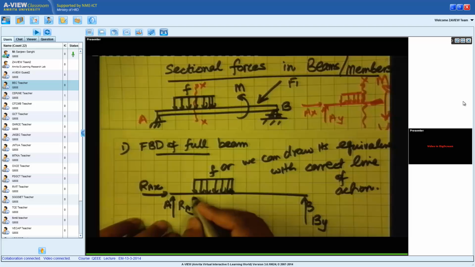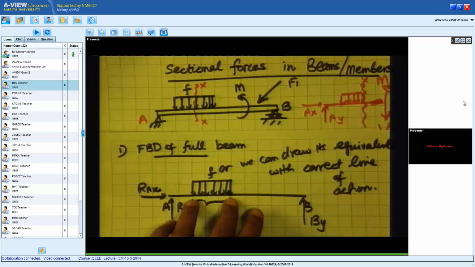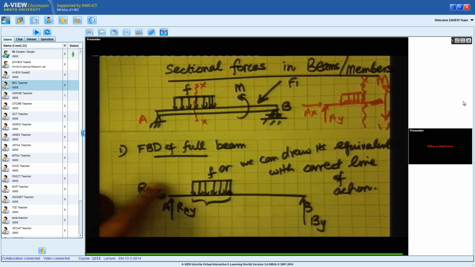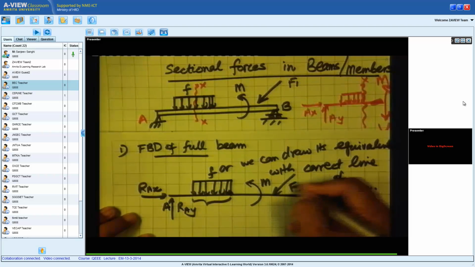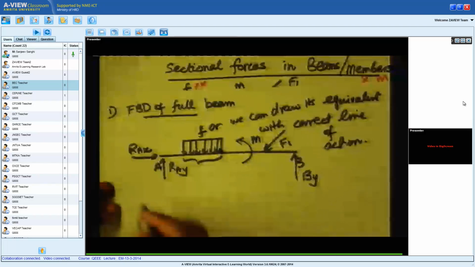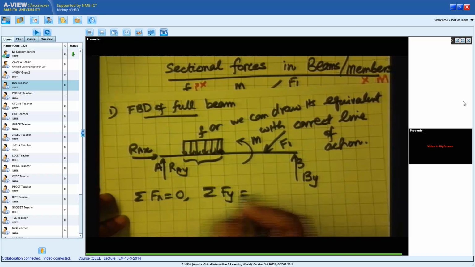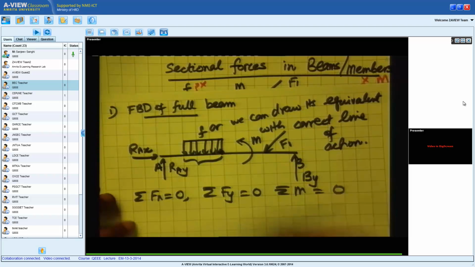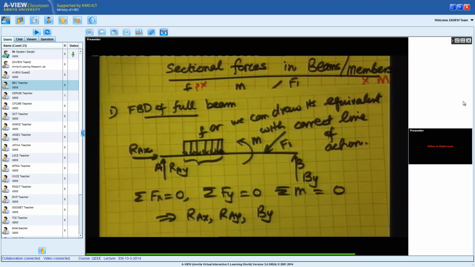So this force F, either I will show it like this or I will replace it with a point force, and in this case it will act at half of the length over which this F is acting, because this is a uniform force. And then I will show the moment M, and I will show the force F1. On this free body diagram, as I told you, I won't solve the full problem. First I will do sigma Fx equal to 0, sigma Fy equal to 0, sum of moments equal to 0, and this will give me Rax, Ray and By.